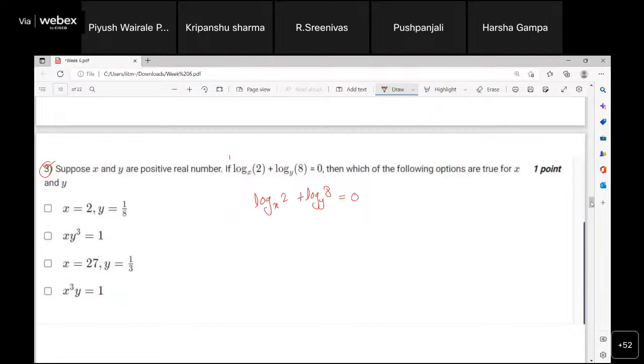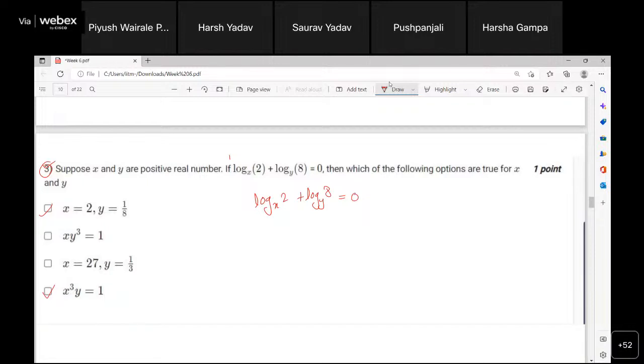The D option, x cube y equals 1. Okay. Any other student? AD will also satisfy, right? When x equals 2, y will become 1 by 8. Yes. Okay, great. So, tell me the approach.